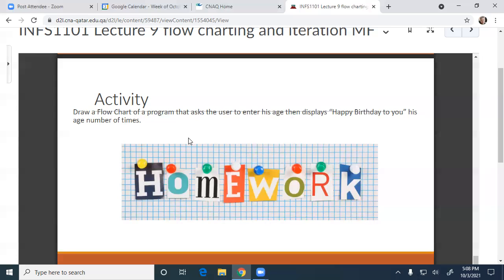What we're going to do is get the person's age, so that's going to be input. We're just going to ask them, what's your age? And then what would you do? How would you do it? First, we get their age. At the end, somewhere in the middle here, we print happy birthday.